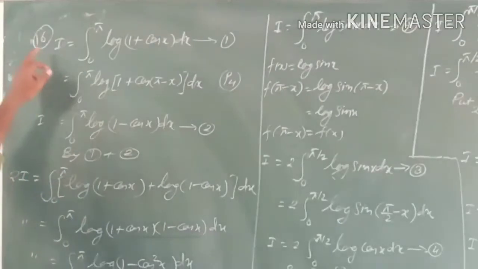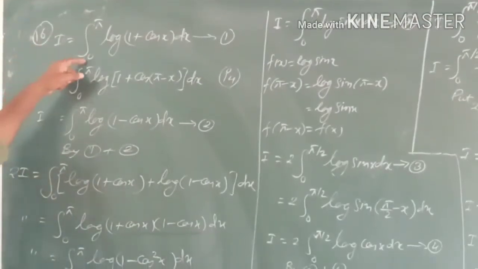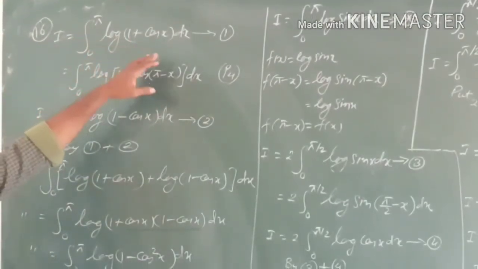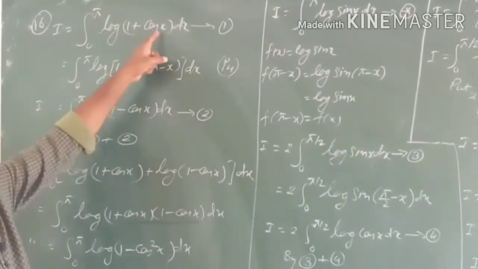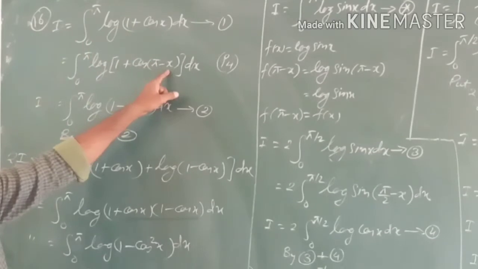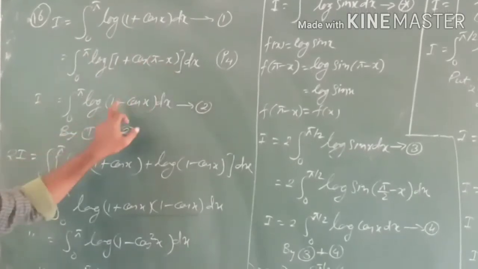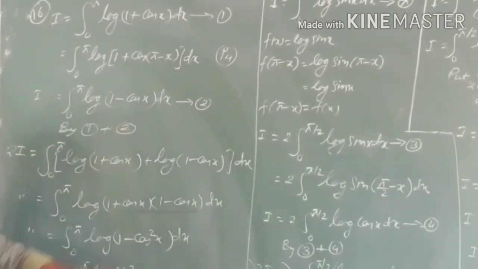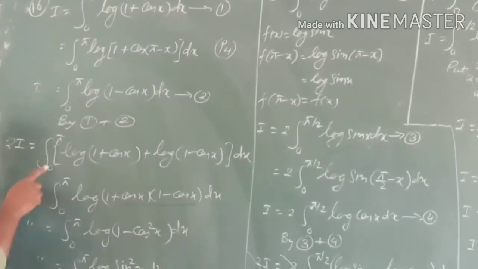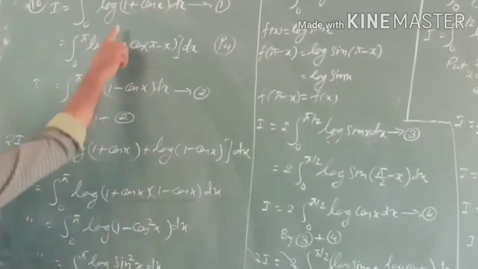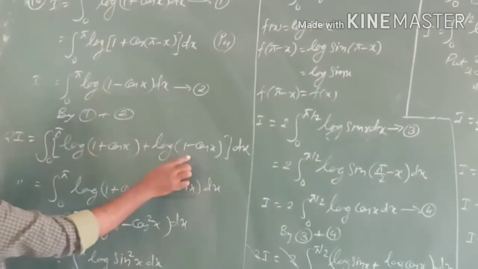Good morning students. In question number 16, the integral I is from 0 to pi of log(1 + cos x) dx. If you use property number 4 here, in place of x write pi minus x, and cos(180 minus theta) is minus cos theta, which gives equation number 2. Adding 1 and 2, I plus I, that is 2I, equals the integral from 0 to pi of log(1 + cos x) plus log(1 - cos x).